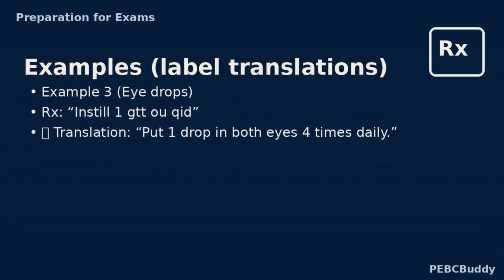Example 3 is eye drops. Instill 1 GTT, OU, QID. Instill means put in, GTT is 1 drop. OU is both eyes, and QID is 4 times daily. Translation, put 1 drop in both eyes 4 times daily. On exams, watch out for eye abbreviations. OU is both eyes, and the frequency wording must match.